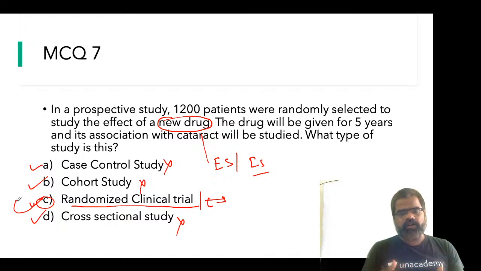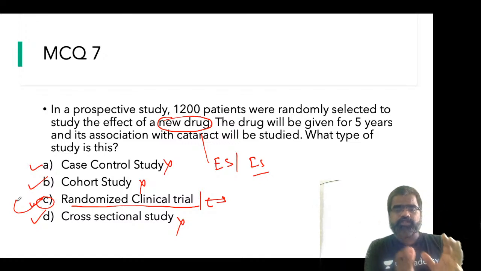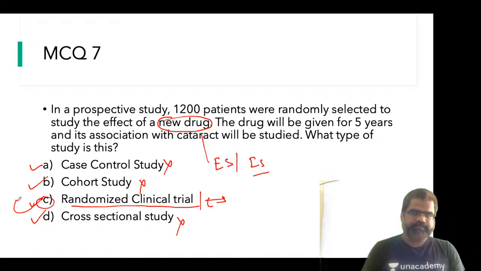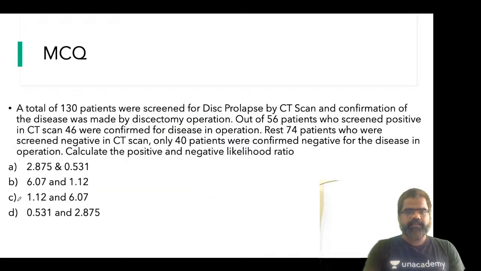Case control, cohort, cross-sectional: what do you do? You only observe. You observe, collect data, and analyze. You don't do any intervention. Here you are going to use the new drug, so that will be a clinical trial, and you are randomizing it. So it becomes a randomized clinical trial. Okay. Now let's move to the next one.